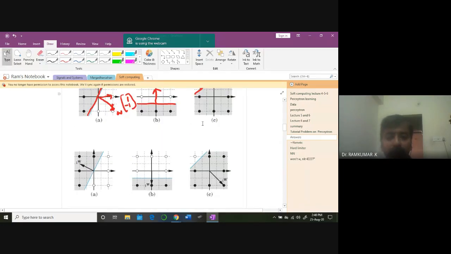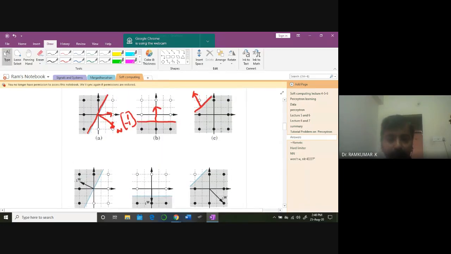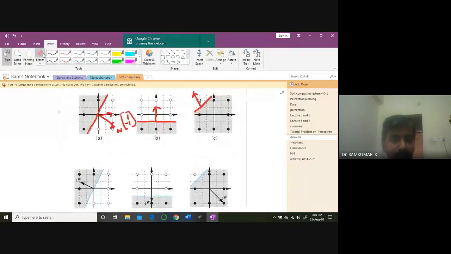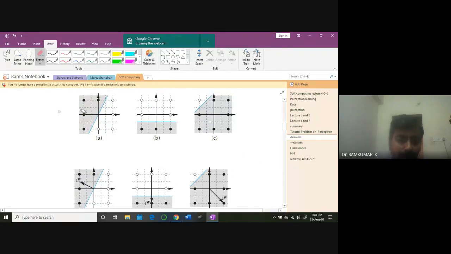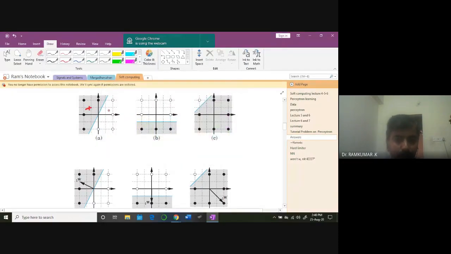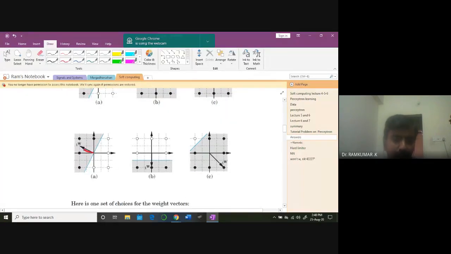Are you getting my point clearly? What I'm saying? I think he has reversed the direction. He has taken the dark one as positive. Okay, the dark one is positive. This is positive. This is negative. The weight should be pointing in this direction. Are you getting my point? For this case, the weight should point here. And for this case, it should point here. These are all positives.